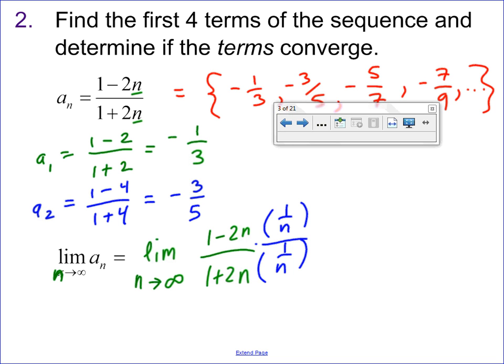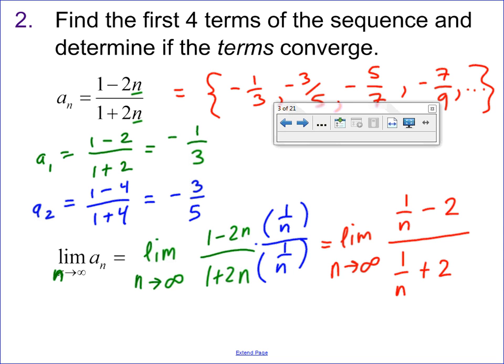Why would we do this? Well, take a look. If I were now to consider the limit as n goes to infinity, I would get 1 times 1 over n is 1 over n, minus 2n over n is 2. Everybody see that? All over 1 times 1 over n is 1 over n, and 2n times 1 over n is plus 2. Algebraically, we've rewritten this in such a way that results in determinate forms, not indeterminate forms, and we didn't have to use L'Hopital's rule.